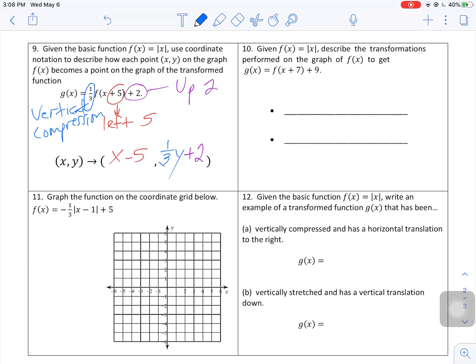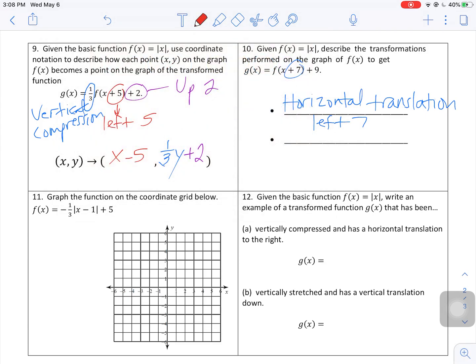On 10, given f of x equals absolute value of x, describe the transformations performed on the graph of f of x to get g of x equals f of x plus 7 plus 9. So inside the parentheses, it's always the opposite of what we think it should be. So that would be our horizontal translation, left 7.